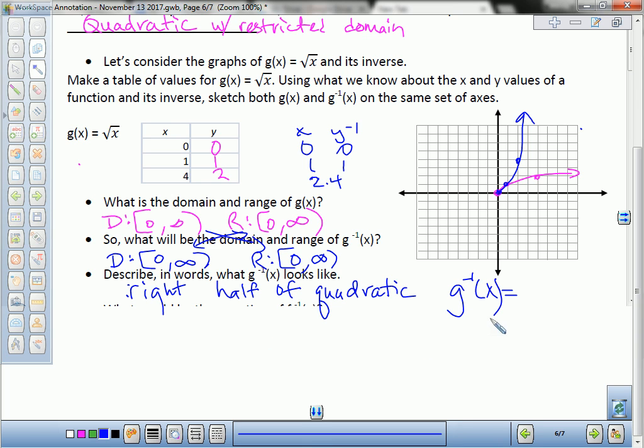So the important part, after we find it, is to restrict the domain. So we take this, y equals the square root of x. We switch the x and y, and we solve for y. Pretty simple. Square, square. I'm done. So the inverse is x squared. But it's not the whole thing. You must show that we only get the right side. So the domain of this has to be the range of the original function.